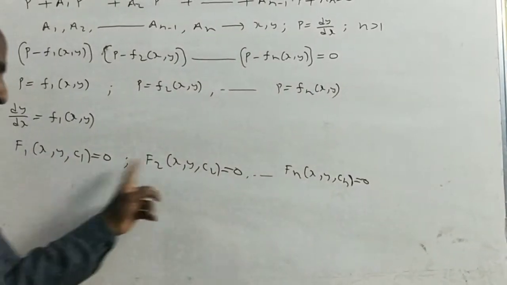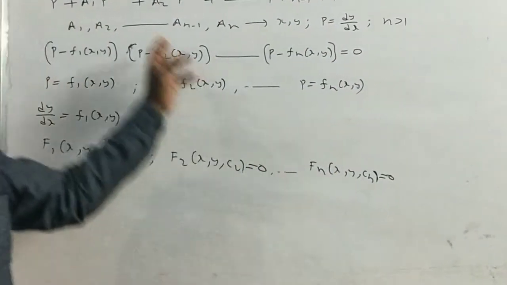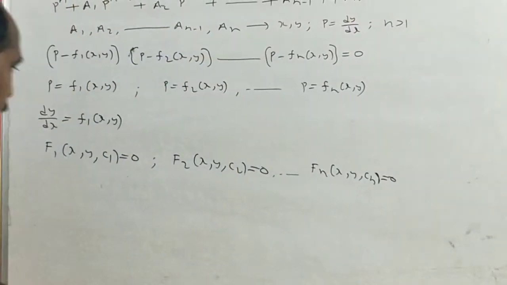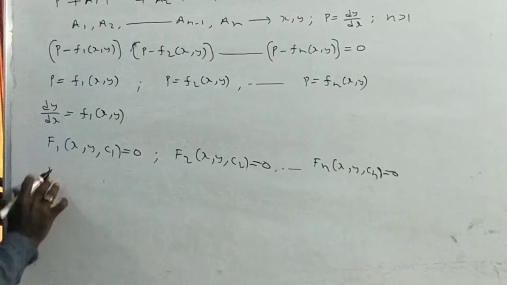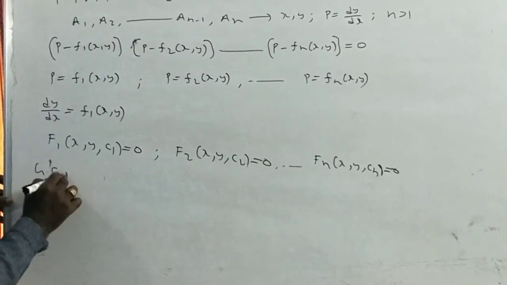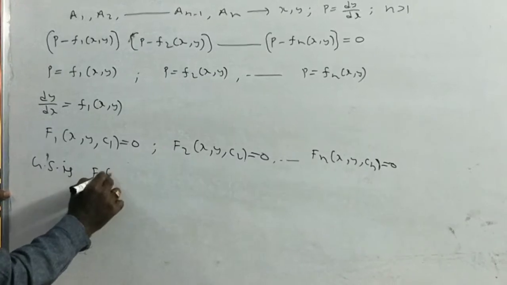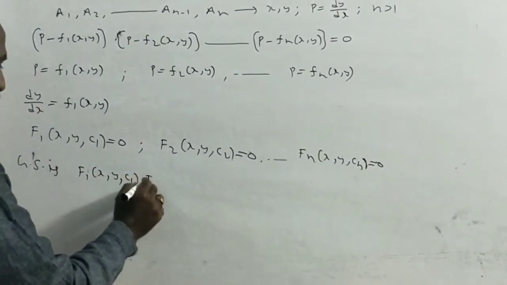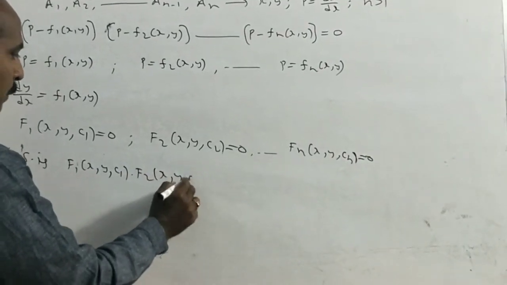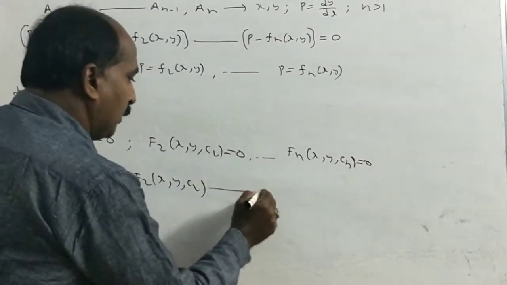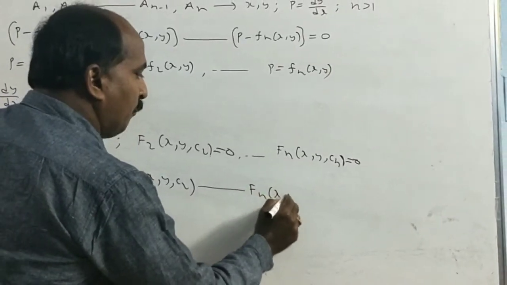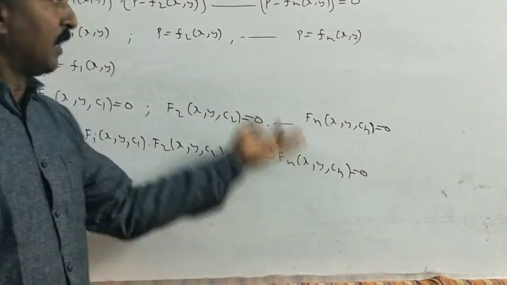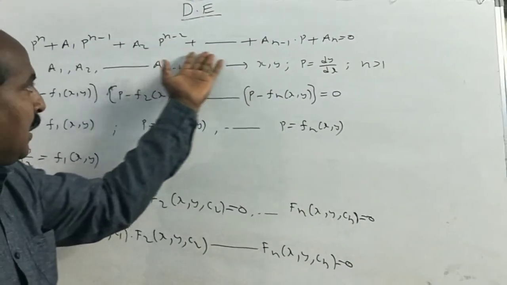On multiplying these n solutions, we get the general solution of the given first order nth degree differential equation. On multiplying, we get the general solution: F1 of x, y, c1 into F2 of x, y, c2 and so on into Fn of x, y, cn equal to 0. This is the general solution for the given first order nth degree differential equation.